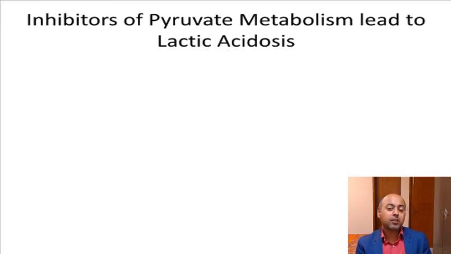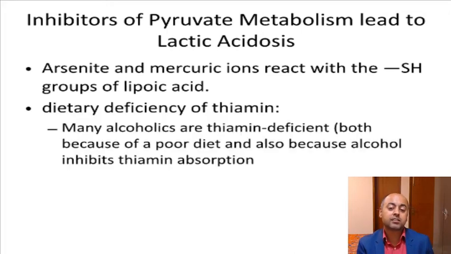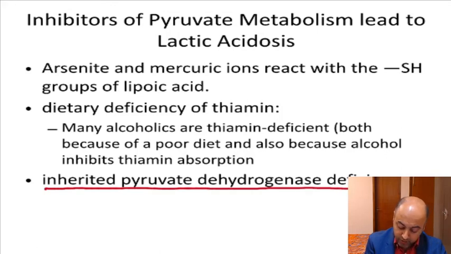Pyruvate dehydrogenase can be inhibited by certain conditions. One is the presence of arsenite and mercuric ion. Second is the dietary deficiency of thiamine. You have already seen thiamine is required in the form of thiamine pyrophosphate. So if thiamine is not there, then the thiamine pyrophosphate will not be there, and the pyruvate dehydrogenase will stop working. Lastly, in some individuals there is inherited pyruvate dehydrogenase deficiency.